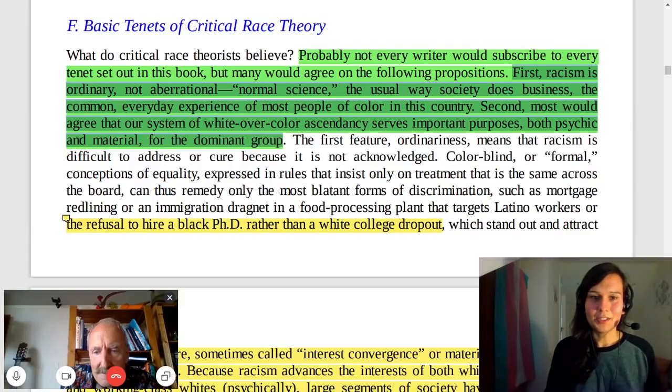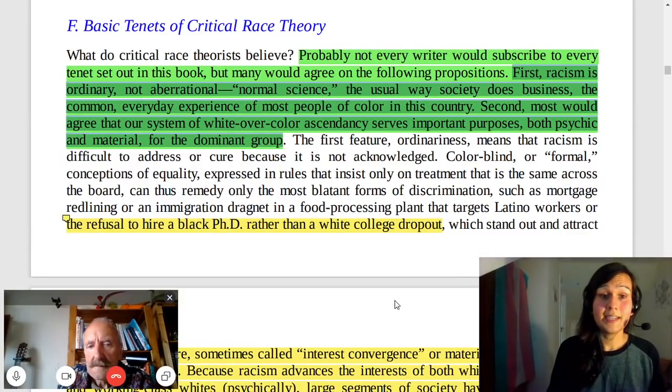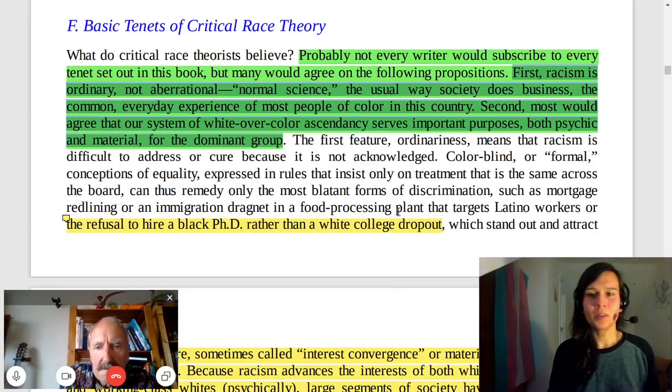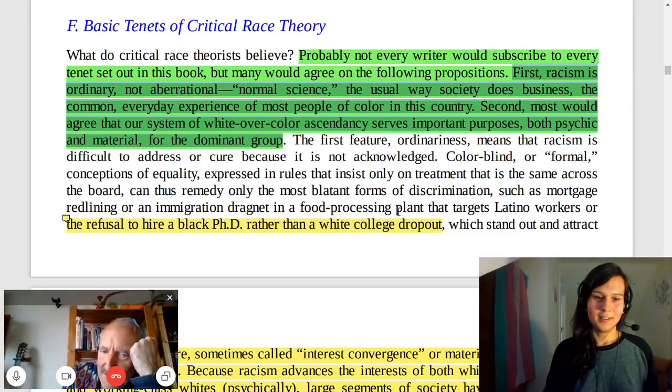Let's look at the second assumption. So the proposition, rather: second, most would agree that our system of white over color ascendancy serves important purposes, both psychic and material, for the dominant group. Yes, immediately there's a problem here.